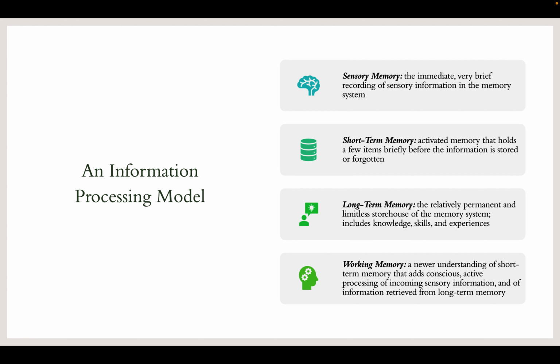The next is short-term memory. This is activated memory that holds a few items briefly before the information is stored or forgotten. So this is the memory that happens after sensory memory. So sensory memory, then encoding takes place and the memory is put into your short-term memory. Your short-term memory holds a few items at a time. It cannot hold an unlimited number of items. And then after it has been in your short-term memory, it is either stored in long-term memory storage or it is forgotten.